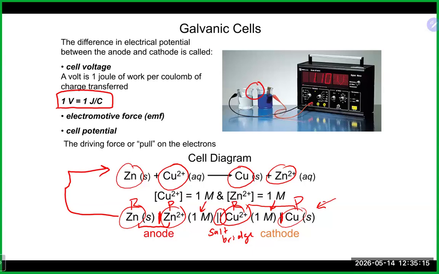Again, if you do get a cell diagram that's got some extra stuff in there, like maybe platinum or something like that, you typically don't include those in the reaction, but they are, again, sometimes included in the cell diagram. Any questions on that?